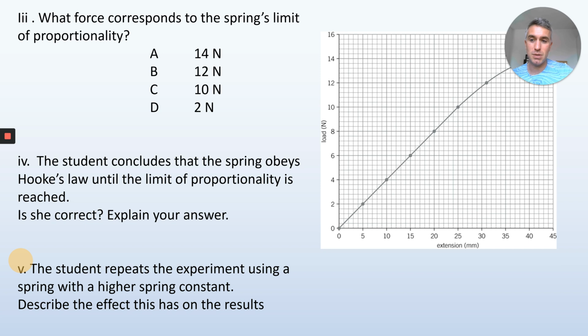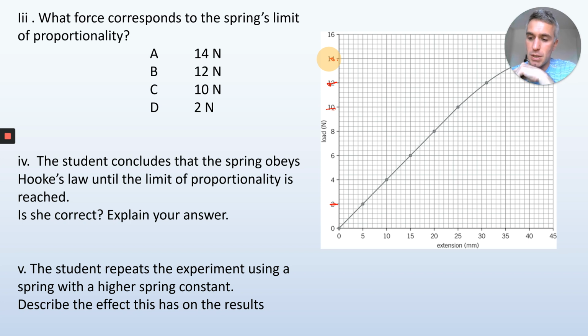Same equipment, same graph. What force corresponds to the spring's limit of proportionality? Where on the graph does the spring stop being proportional? Where is the limit of proportionality? Is it at 2 newtons? Here. Is it at 10 newtons? Here. 12 or 14?